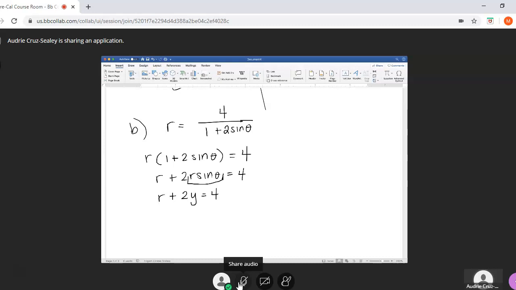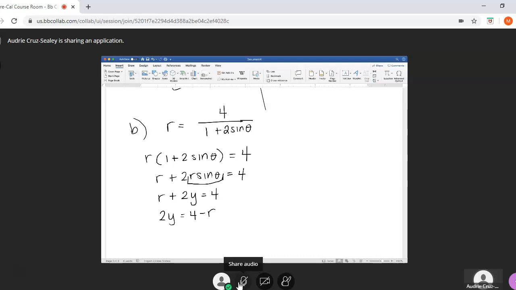We can try it your way. So you could have 2y equals 4 minus r. Do you agree with that? But what am I going to turn r into? So what is the only relationship you know with r? We don't have an r sine theta. We don't have an r cosine theta. Do you agree with that? We know you can square it.